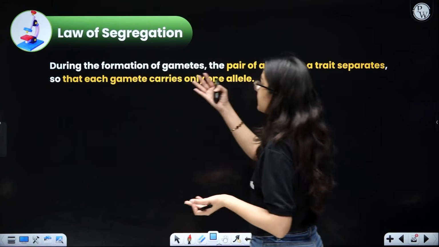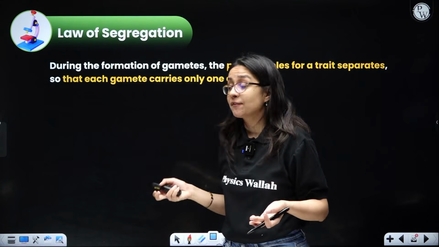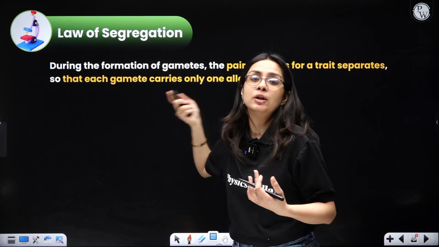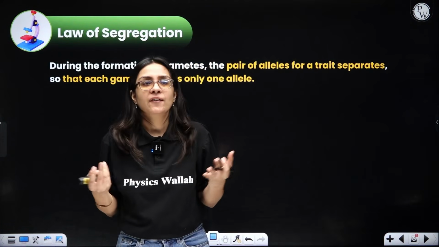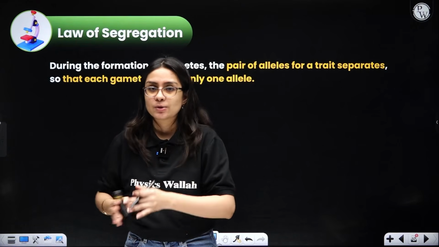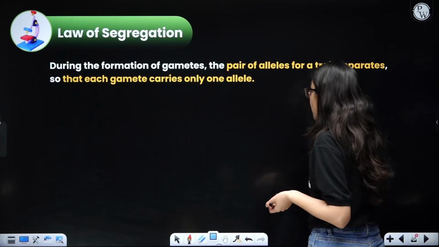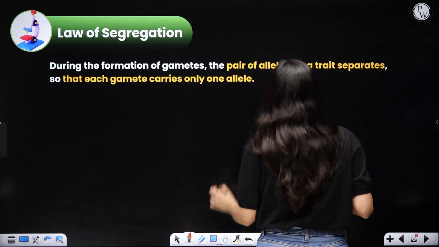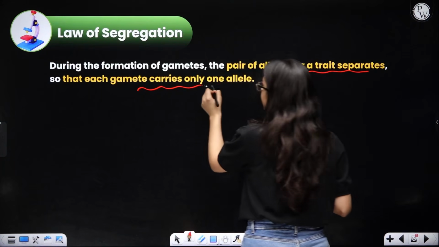So when you talk about the law of segregation, it was given on the basis of monohybrid cross. Right after that, I have mentioned the law. Which means once he got the monohybrid cross, he gave the law, that is the law of segregation. Segregation simply means separate. Like for example, you must have heard of waste segregation in your home. Dry waste and wet waste, you segregate them. That is what segregation means. So it says during the formation of gametes, the pair of alleles for a trait will separate and each gamete carries only one allele.